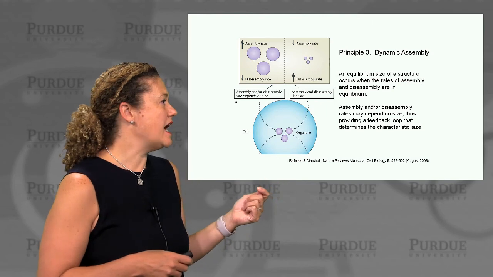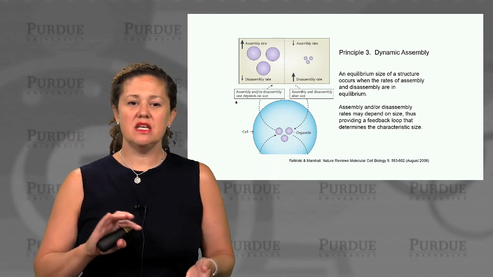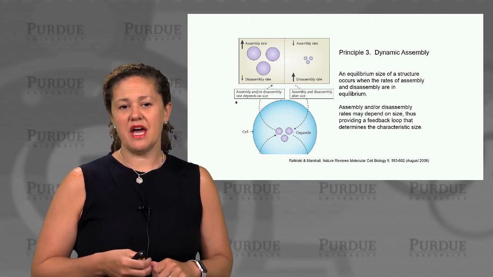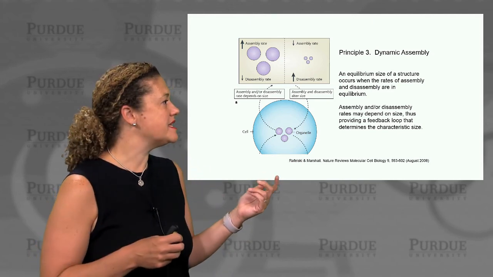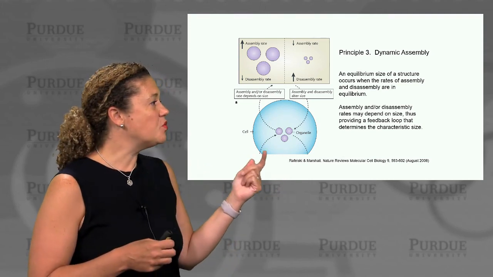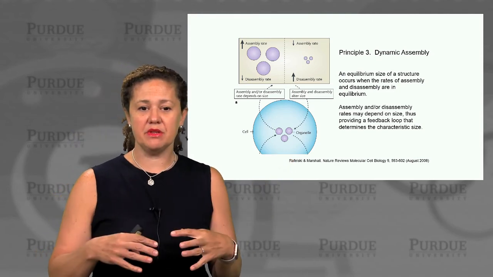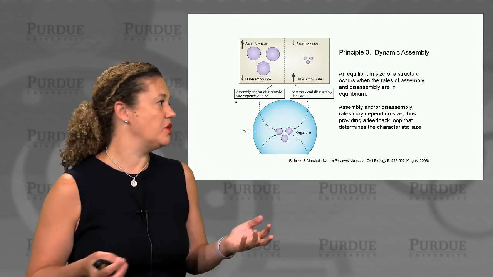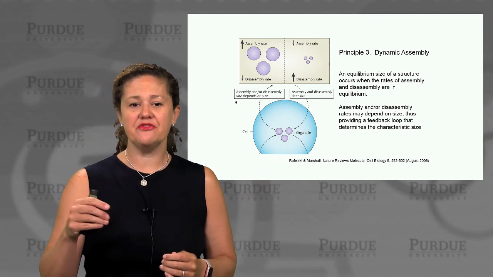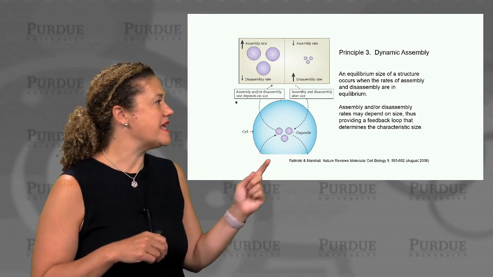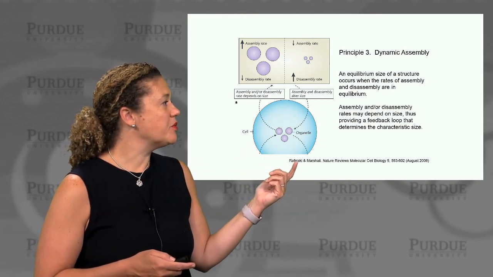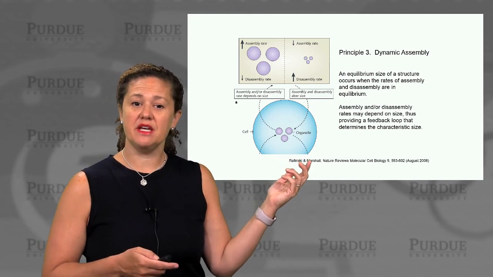Now next, looking at dynamic assembly. In this principle, there's an equilibrium size of a structure that occurs when the rates of assembly and disassembly are in equilibrium. And often one of those two rates, either assembly of the organelle or disassembly of the organelle, depends on size, thus providing a feedback loop that determines that characteristic size of that organelle. And this is the principle that we're going to go into a little bit more depth in with an example.